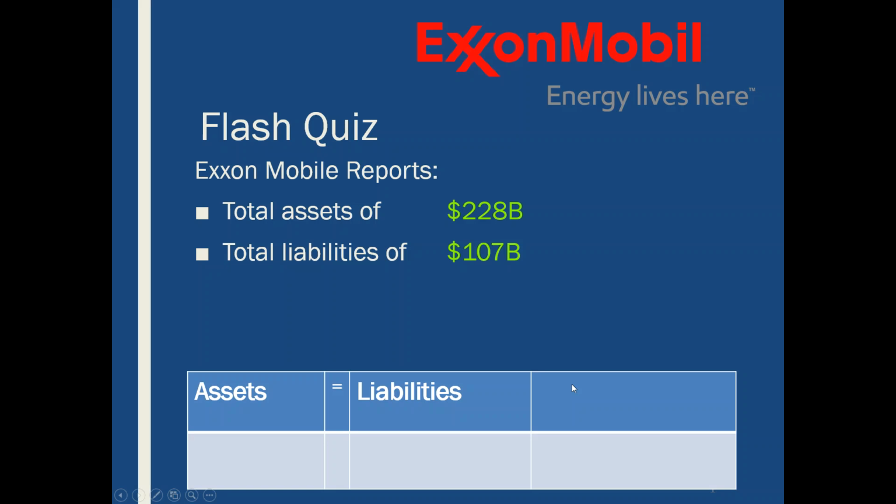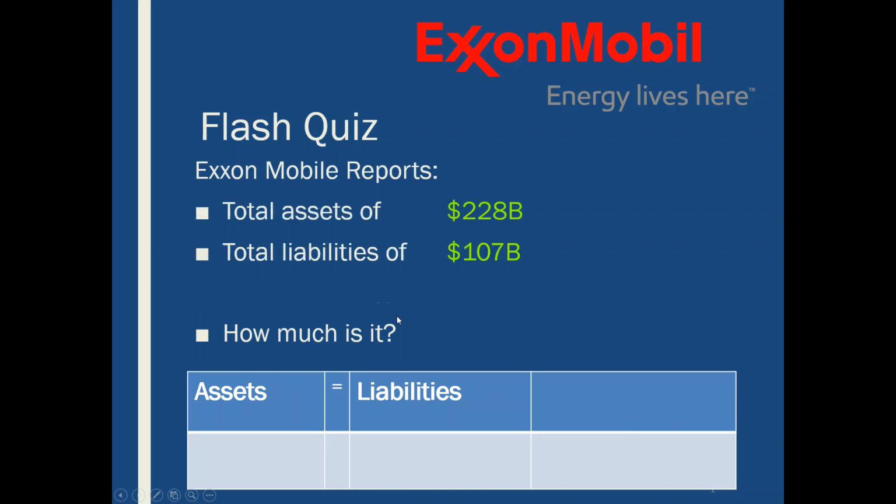So I'm going to do some math. If I have 228 over here, that means this side has to come up to $228 billion. So I take the 107 and I realize that what's missing is my owner's equity of 121. That's as simple as that gets. My assets, my left-hand side, are what I own, whether it be property, plant, equipment, cash, receivables, things that are valuable to me. On the right-hand side, I have what I owe for those assets, or what's a claim to those assets in terms of owner's equity. So hopefully that makes sense.